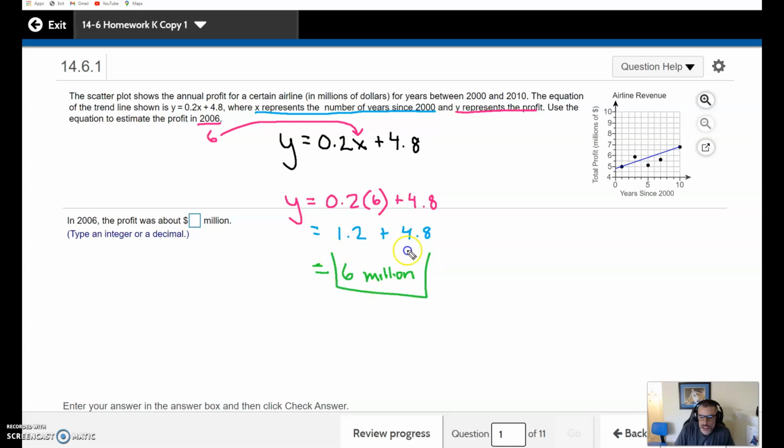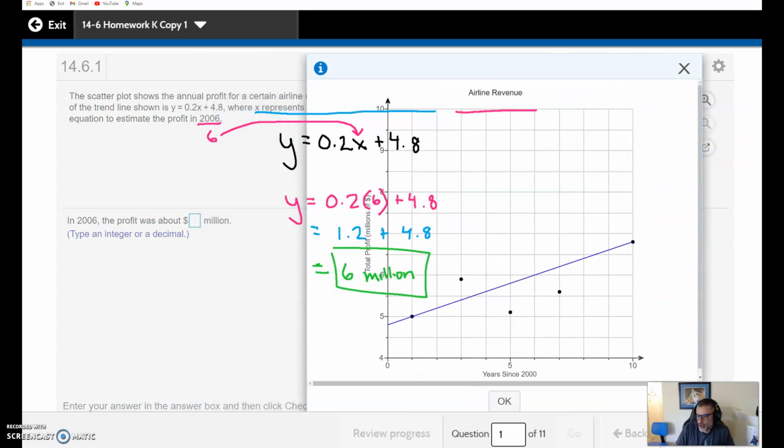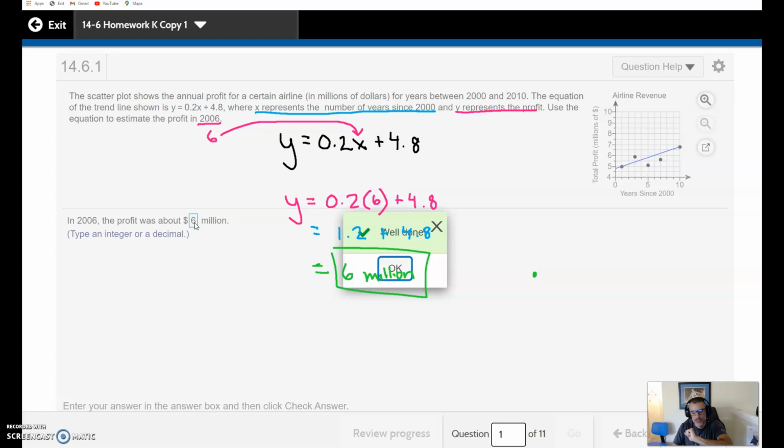All right, now we can actually look at the graph and see, does this answer actually make sense? So we're looking for years since 2000, right? So year 0 would be 2000, 2001, 2002, 2003, 2004, 2005, 2006, right? And our trend line goes through right there. You can see it's kind of covered up right now, but you can see that it would cross at roughly 6 million. Put it in. Got it.